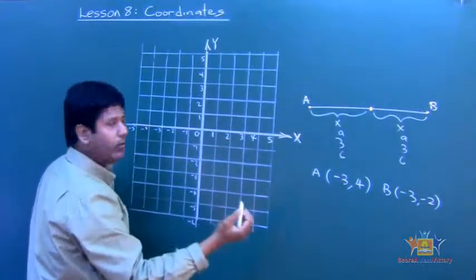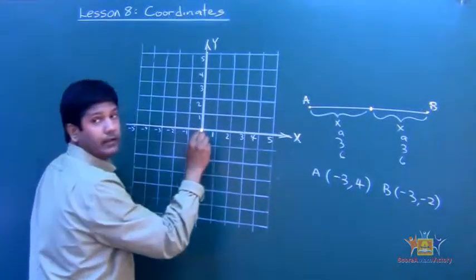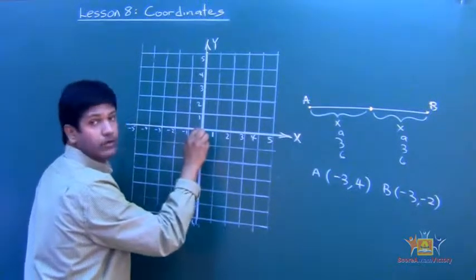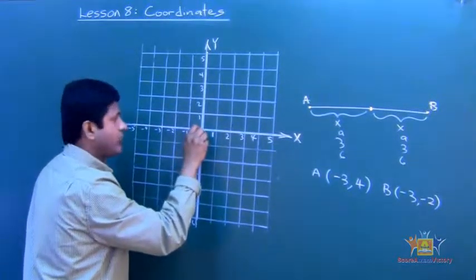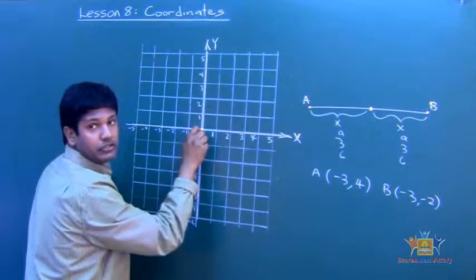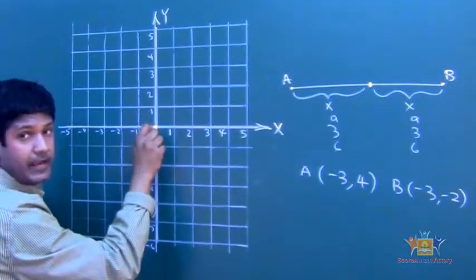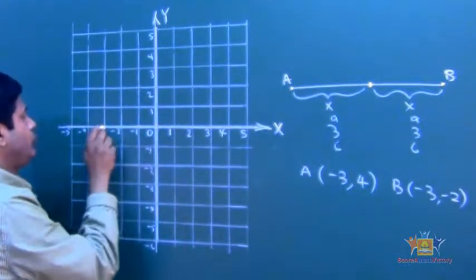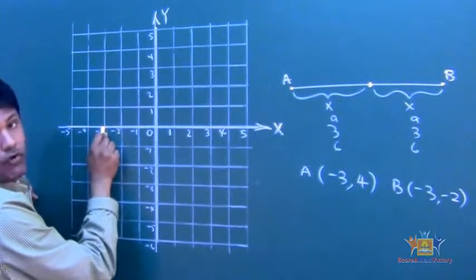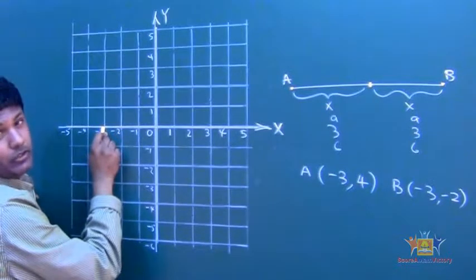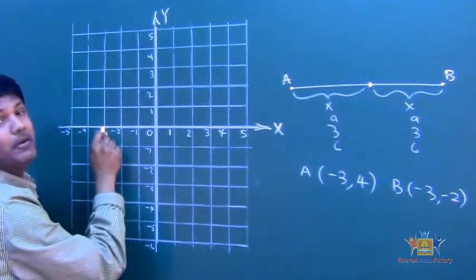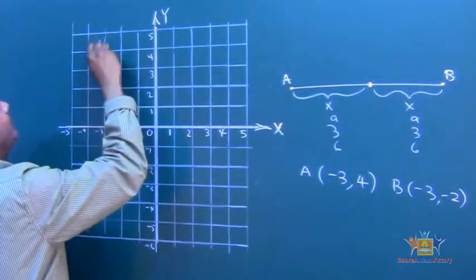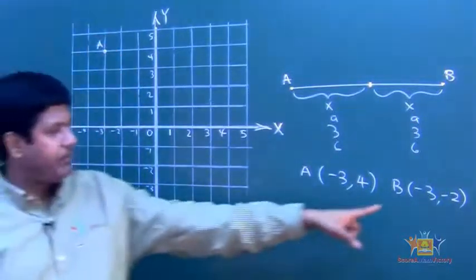So first we have to start at the reference point, which is our origin. That's going to be our starting point. We put our pencil or pen or chalk right there, and then -3, which is the x. Negative means you go to the left. How many times? 3 times. 1, 2, 3. See that? And then that 4 is y. Which direction do I go? Up, because it's positive. How many times? 4 times. 1, 2, 3, 4. Right there. That's point A.